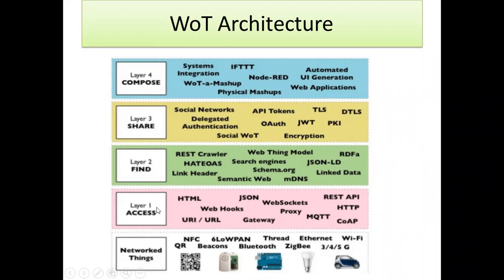The first layer is your access layer. That first layer consists of your protocols and APIs: HTML, JSON, WebSocket, proxies, gateways. Then your second layer is find. In find, a REST crawler is there, and search engines are there. Then the third layer is share, that means social networks, where we are going to share these things, and how we are going to secure these things through the network. Then layer 4 is compose, that means integration, and web applications are there.